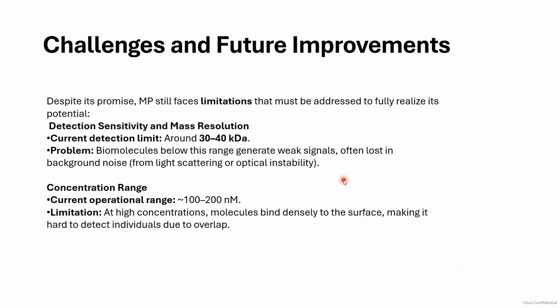It is very good for people having a low amount of sample, but if someone wants to work with a high amount of sample, they will face some problems. Also, at high concentration, molecules bind very densely to the surface, and it becomes hard to detect individual molecules due to overlapping peaks. So these are the future challenges that need to be improved in the case of mass photometry.